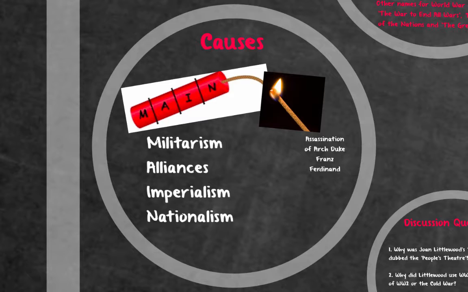There's the analogy of the stick of dynamite, where it was all compressed and tensions were high in Europe because of these four things, so anything was going to spark it off. And obviously the thing that sparked it off was the assassination of the Archduke, which happened in 1914. So we had the ideas of militarism, alliances, imperialism, and nationalism.